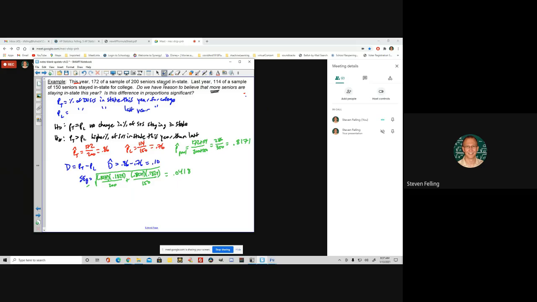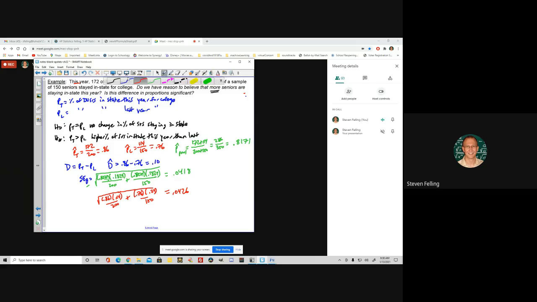If I didn't do pooling, if I used this p hat here and this p hat here, it's slightly different. In fact, let me just show that right now. So if I redid this calculation, there's two versions of this. I can use the 0.86 and 1 minus 0.86, which is 0.14 over 200. And then the separate 0.76 times 0.24 over 150, that turns out to be 0.0426. They're very close, right? So esoterically, what AP says is we're supposed to use the green pooled one when we do a hypothesis test, because we're assuming that these are equal, and we're supposed to use the red one if we're doing a confidence interval. All right, so since I'm doing a hypothesis test, I'm going to use the pooled version, okay?